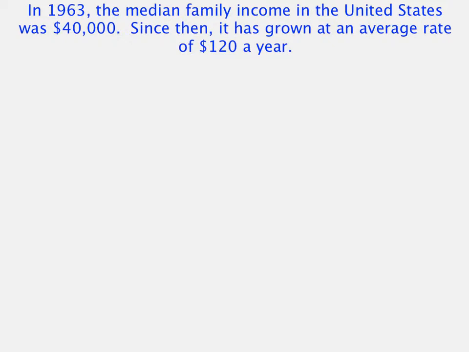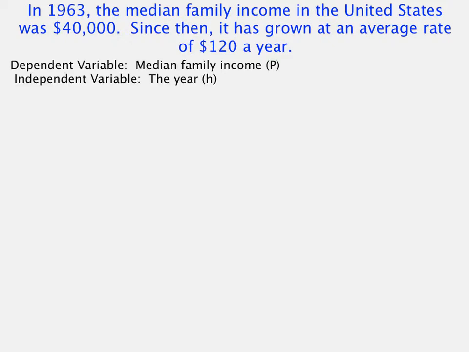Now, first things first, let's define our variables. Let's let our dependent variable be the median family income, just in dollars, and we're going to call that P. And let's let our independent variable be the year, which we'll call H. Now, why don't you try pausing the video, finding an ordered pair, finding a slope, and create an equation in point-slope form, and when you're done, we'll play the video and reconvene.